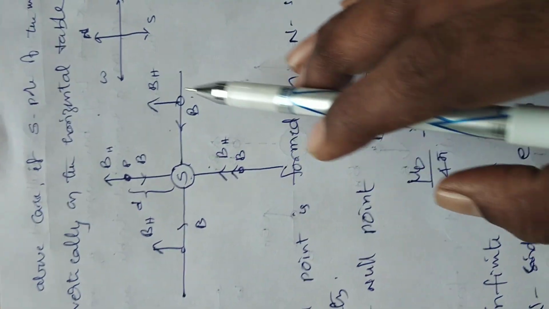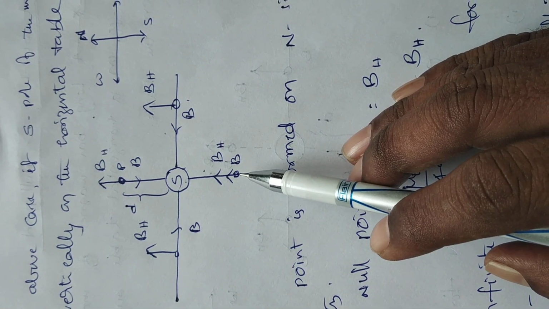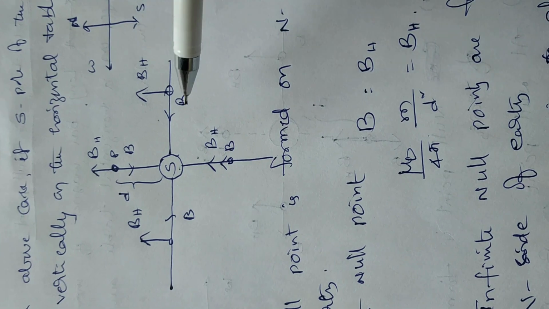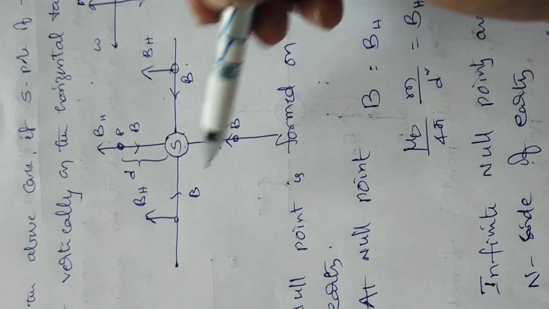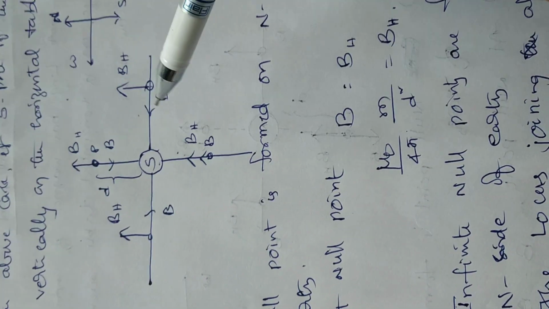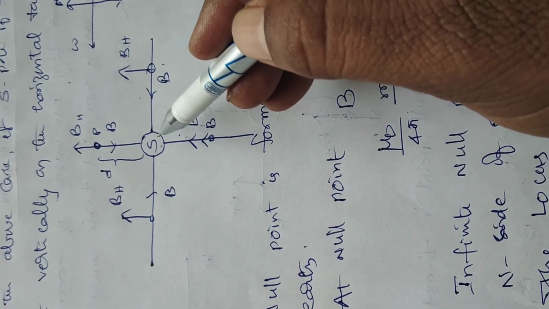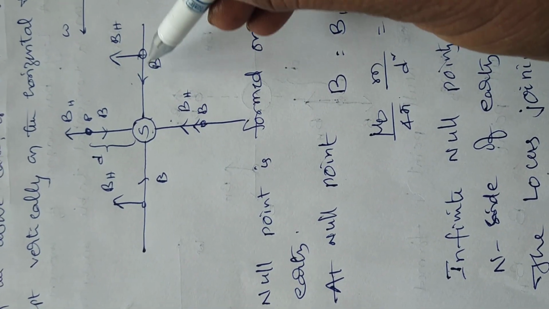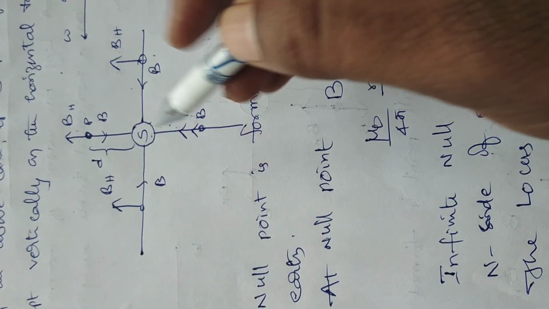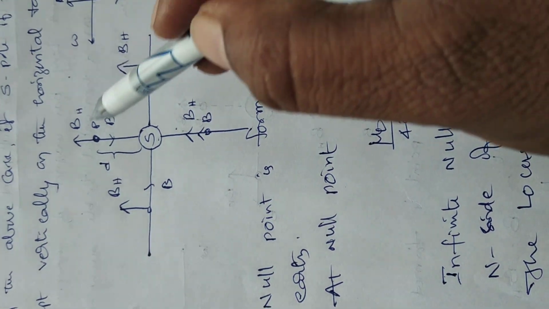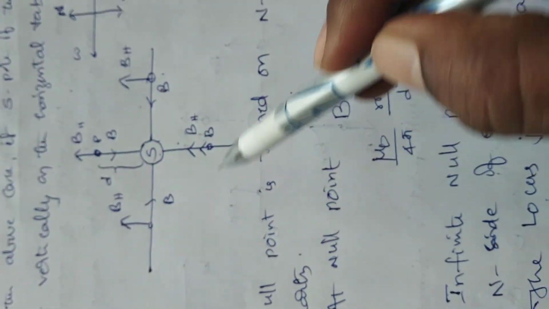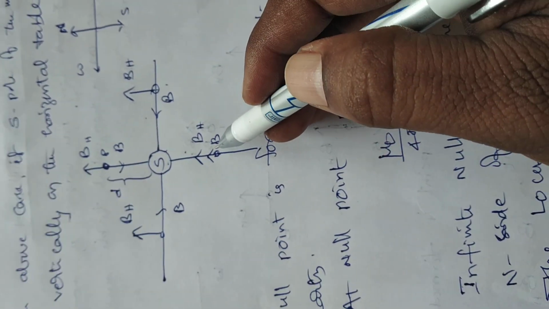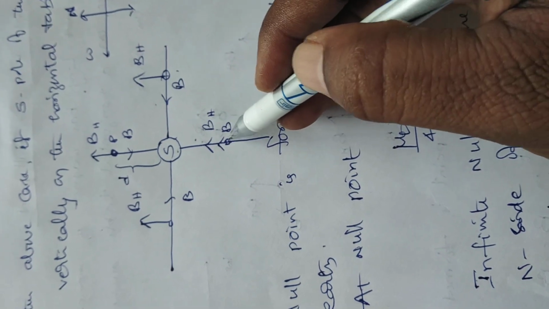Around the south pole, let us consider 4 points. At all these points, BH is directed from south to north. Magnetic induction due to the south pole is always directed towards the south pole. This is B, this is B, this is B, and this is B. But it is clearly observed from this diagram that at this point, B and BH are in the same direction.